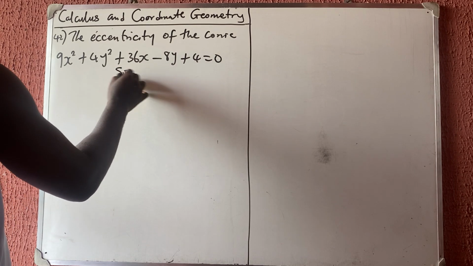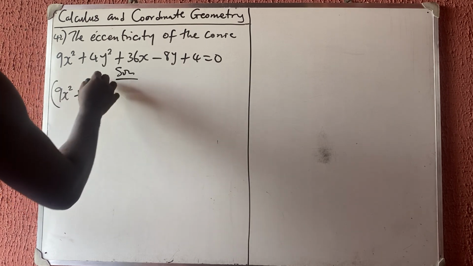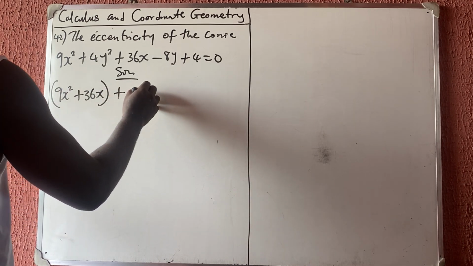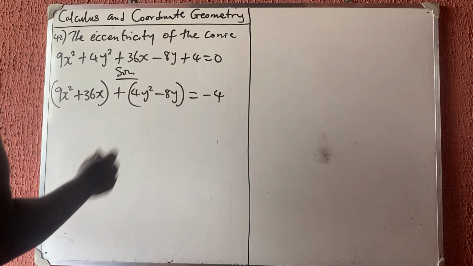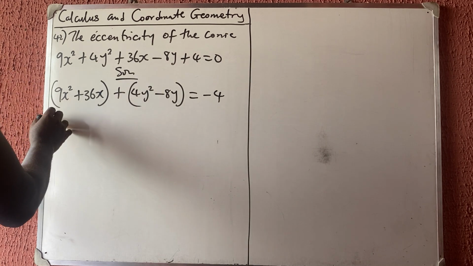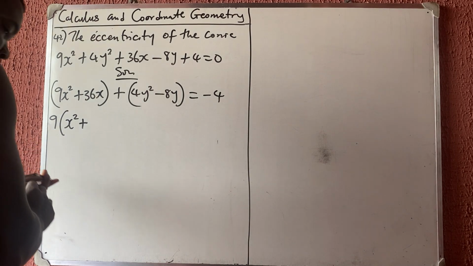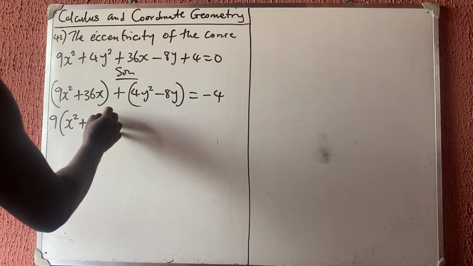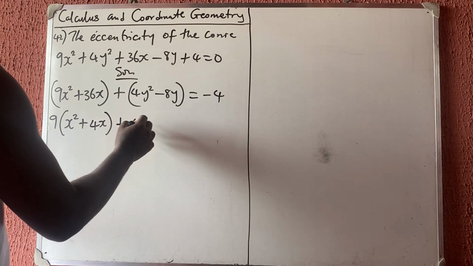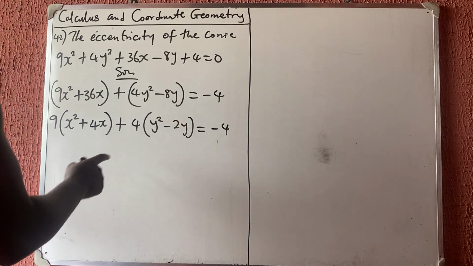So solution, I'm going to have 9x squared plus 36x together, then plus 4y squared minus 8y together is equal to minus 4, this one coming here. So now if I factorize, I can bring out 9 outside. I'm going to have x squared plus 4x, 36 divided by 9 is 4. Then you bring out 4 outside, I'm going to have y squared minus 2y is equal to minus 4. Now, let us complete the square.